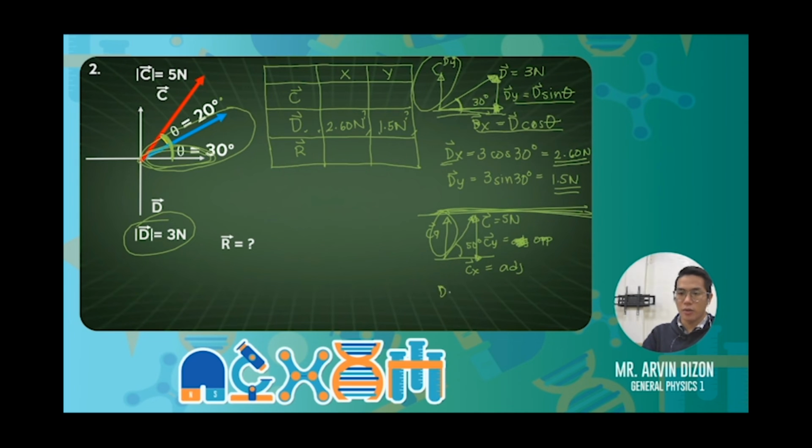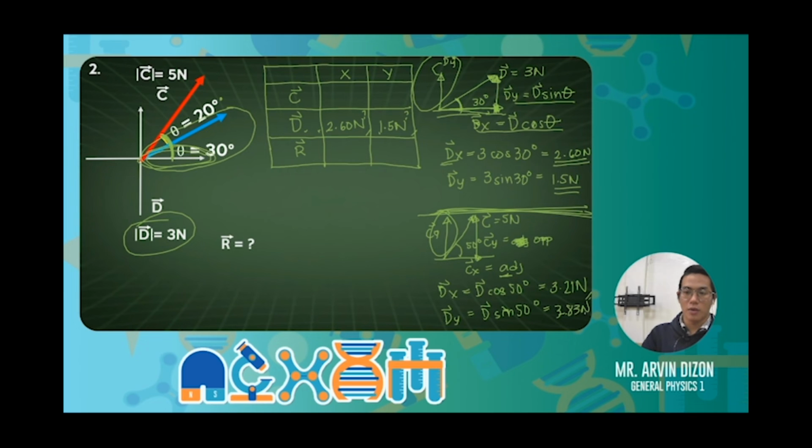Okay, going directly to our formula, Cx will now be adjacent, so CAH. That will be C cosine 50 degrees. And Cy will now be SOH or sine theta, sine 50 degrees. So let's try to compute that. C has a value of 5. So 5 cosine 50. That's 3.21. So we'll have here 3.21 Newton. Then still 5 sine 50. That's 3.83.